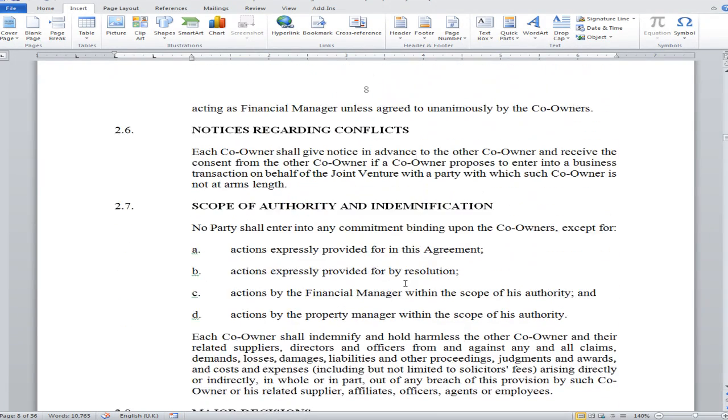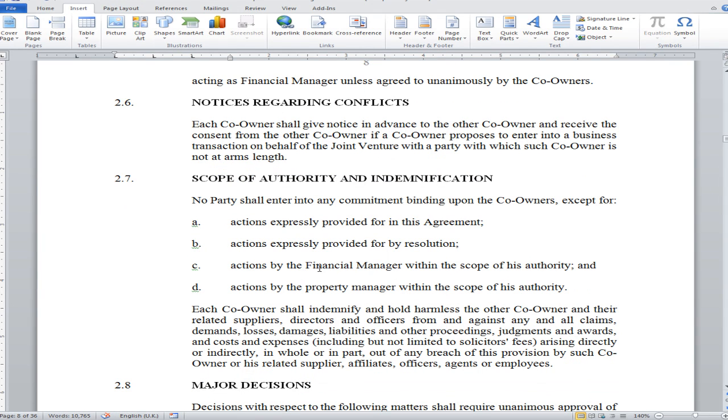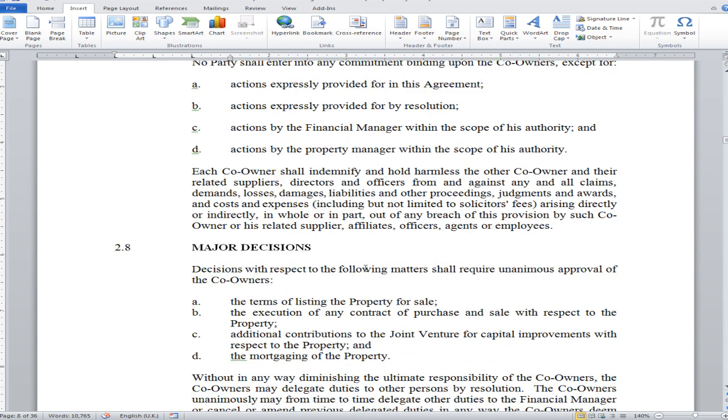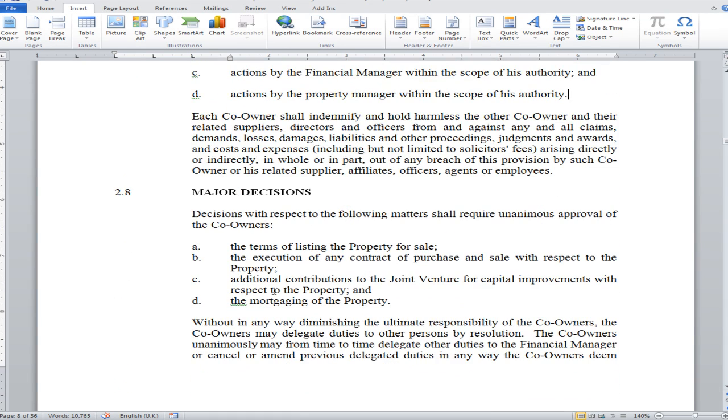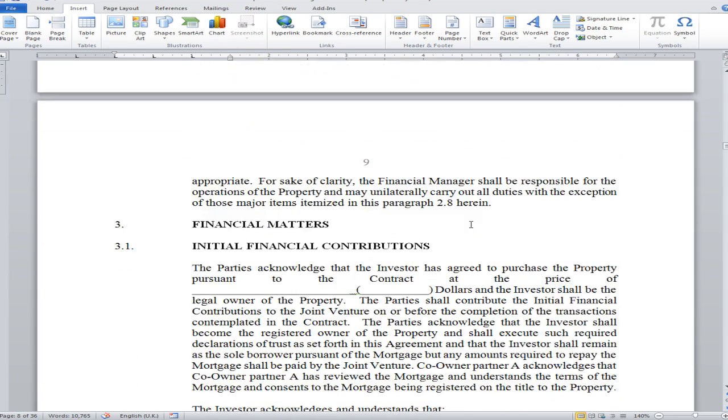So major decisions, who's making those? The scope of authority and indemnification. No party shall enter into any commitment binding upon the co-owners except for actions expressly provided in this agreement, actions expressly provided for by resolution, actions by the financial manager within the scope of his authority, and actions of the property manager within the scope of his authority. So major decisions, it's talking about major decisions. And then we go through financial matters.